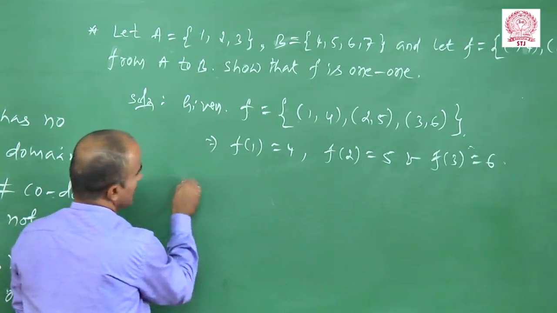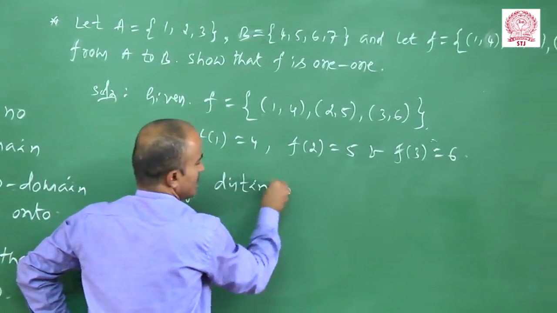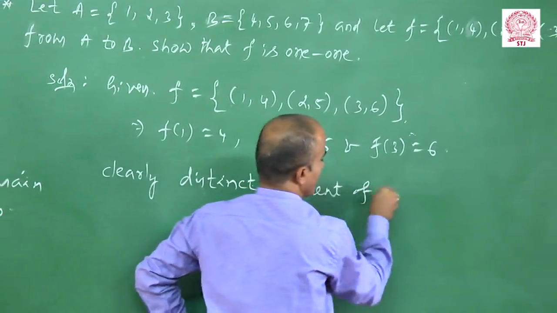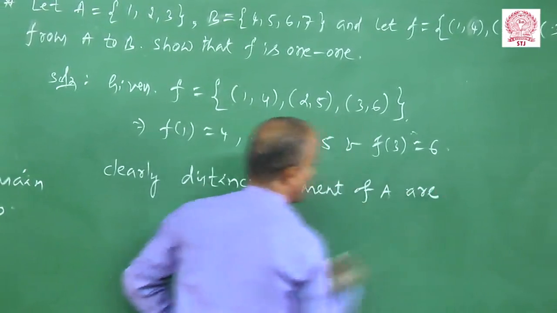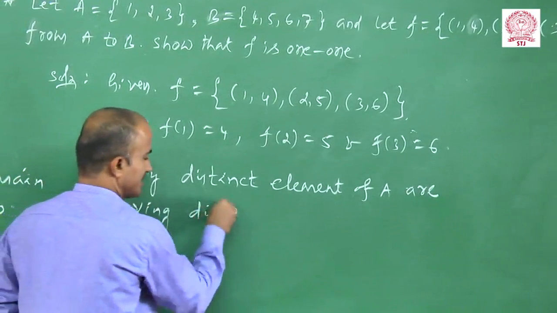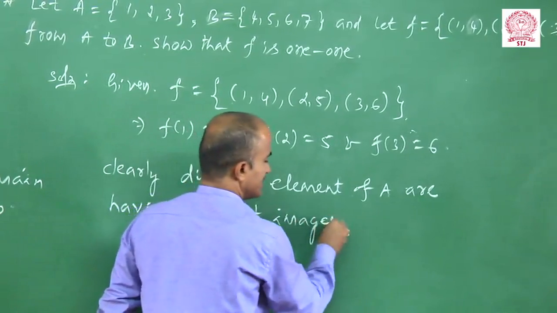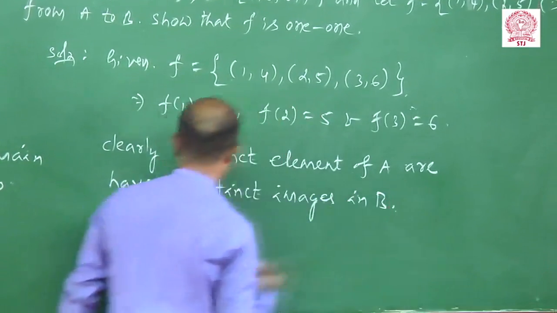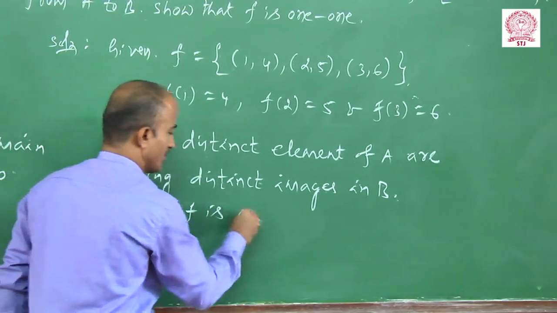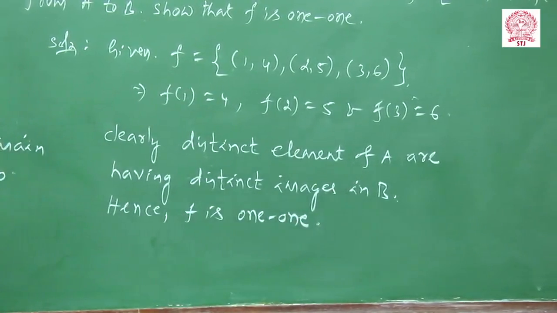So clearly distinct elements of A are having distinct images in B, hence f is 1 to 1.